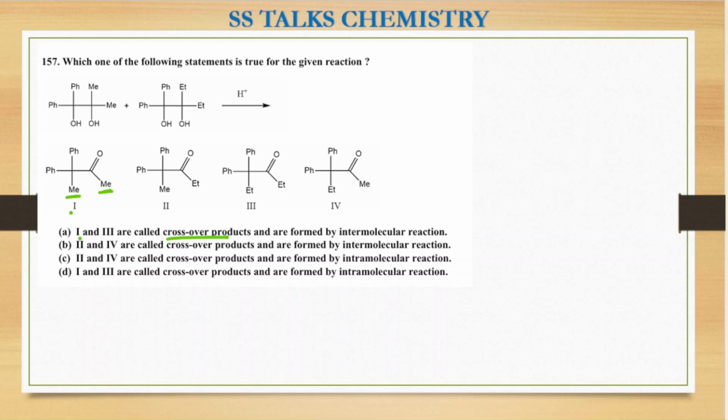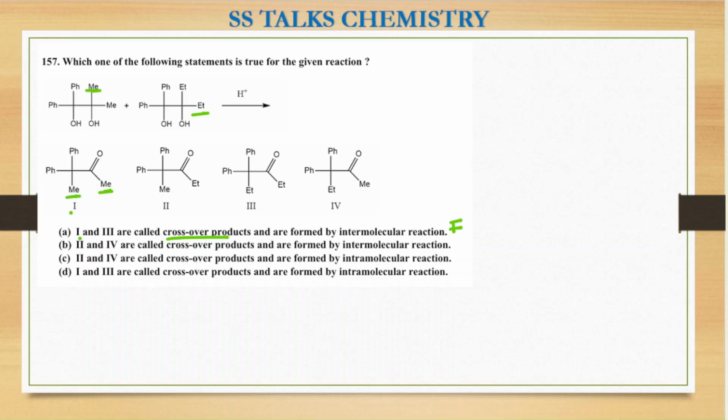So if both the species would have been involved, in one of the cases methyl would be present and the other species present would be the ethyl molecule. But here both the methyl substituents are present, so that means it is not your crossover product. So one is not my crossover, that means this statement is the incorrect one, right?